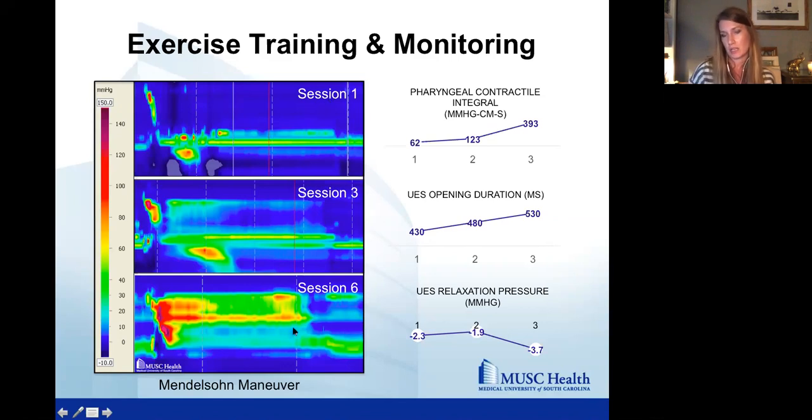And we'll talk about dosing and adherence in a minute, but this patient is really maximizing his therapy now because we're able to see if he is adequately performing his exercise. And just over here to the right, you see how his pharyngeal contractile pressures improved over time, his UES opening duration increased over time, and his relaxation pressures decreased. And these are all things that we want to see.